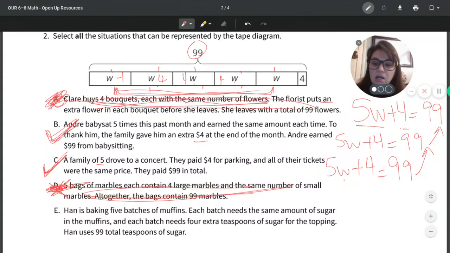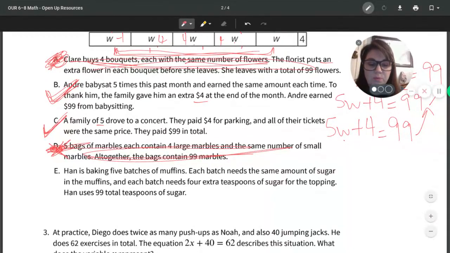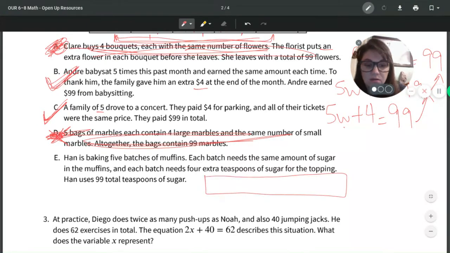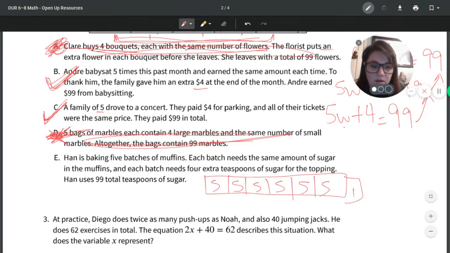And then the last one, Han is baking 5 batches of muffins. Each batch needs the same amount of sugar in the muffins. So let's see if we could try it. 1, 2, 3, 4, 5. So he needs some sugar. We'll represent it with an S for now, just so I don't get confused. Each batch needs the same amount of sugar, and then an extra teaspoon of sugar for the topping. So it's going to need 1 extra.